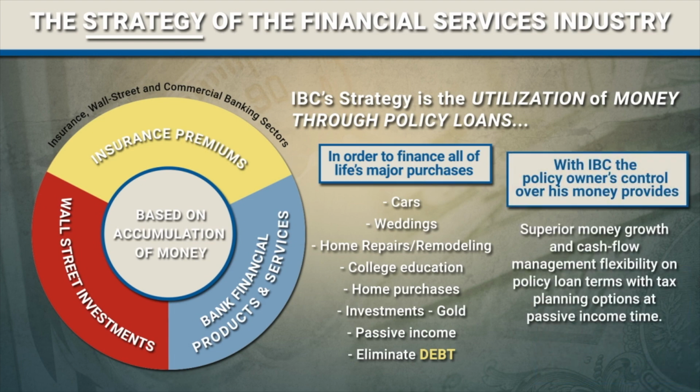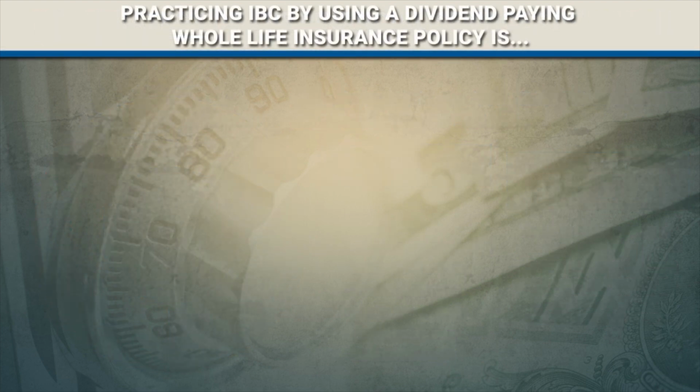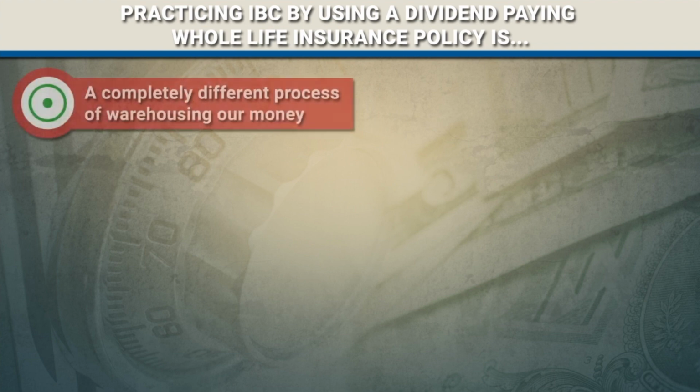So the IBC policy, with the control that he has in his policy, you get superior cash flow management, you get these special terms, you get tax planning options, you get passive income at retirement. I mean, it just has an abundance of benefits. And so that's the key and the difference between the two. So what I've tried to explain here, both in regards to businesses and in regards to individuals, is that IBC is really about a different warehouse to store your money.